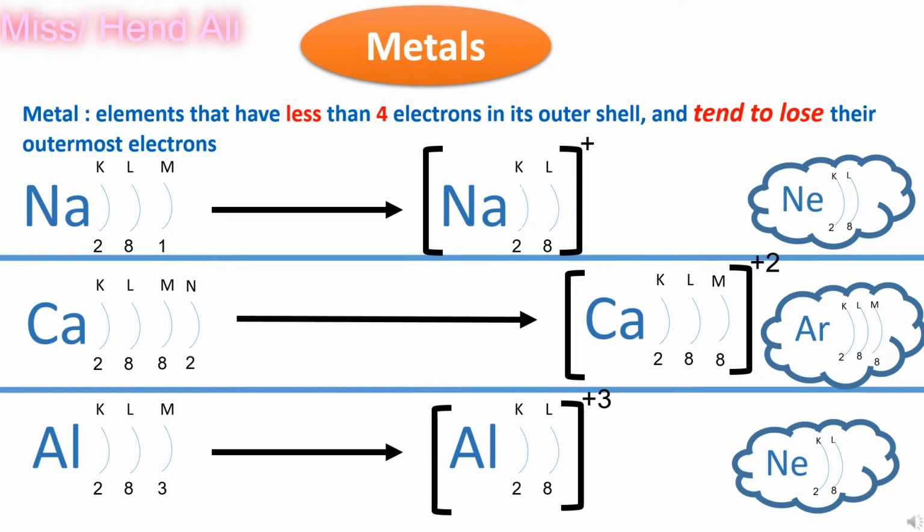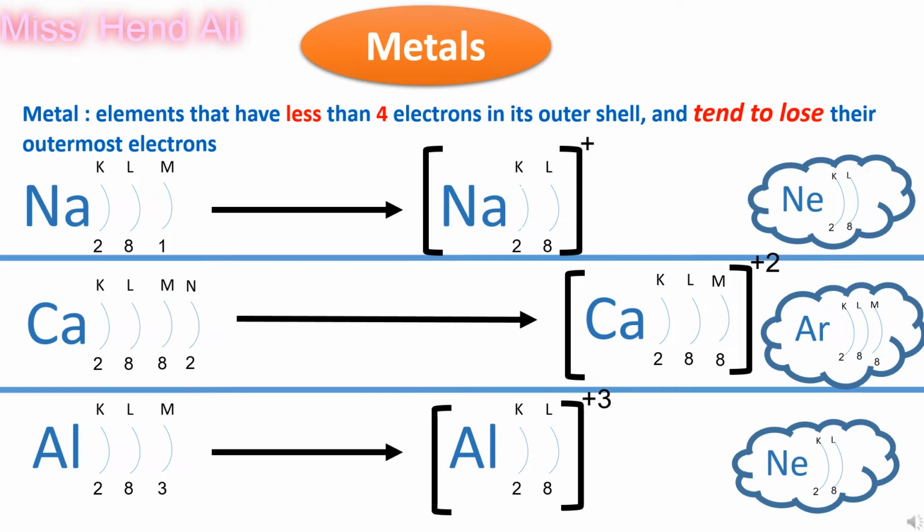One more thing you need to know about metals: metals have less than 4 electrons in their outer shell. They may have 1, 2, or 3 electrons, and they tend to lose these electrons during the chemical reaction. Like sodium, which has 1 electron in its outer shell and tends to lose it, changing into a positive ion with 1 positive charge. You may ask yourself, why does the sodium ion look exactly like the neon atom? To reach the electronic configuration of the preceding inert gas.